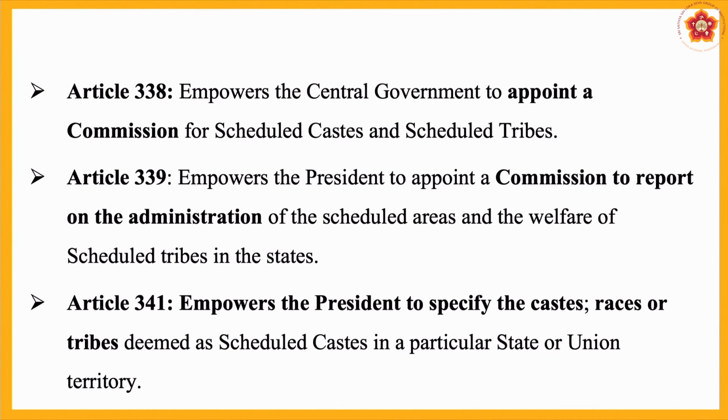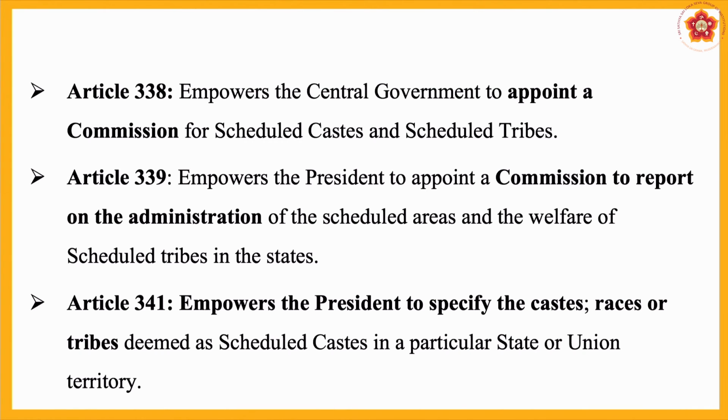The article 339 empowers the president to appoint a commission to report on the administration of the scheduled areas and the welfare of the scheduled tribes in the states. So, what happens? We have made so many policies, but whether these policies are working for these people properly or not, for that the president can appoint another commission to report on the administration. Administration meaning how are these policies working with the people? Are they working at all? Are they bringing the kind of relief they were aiming at? This the president can appoint a committee for.